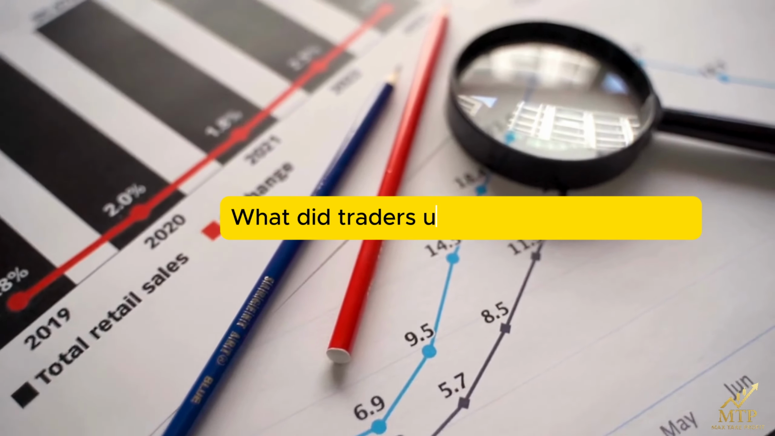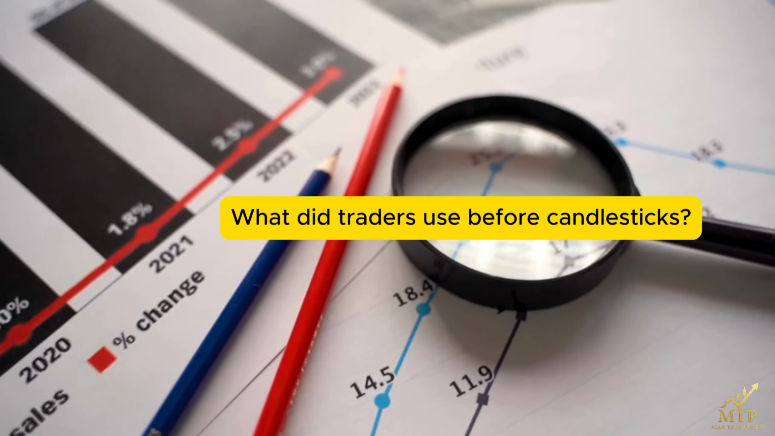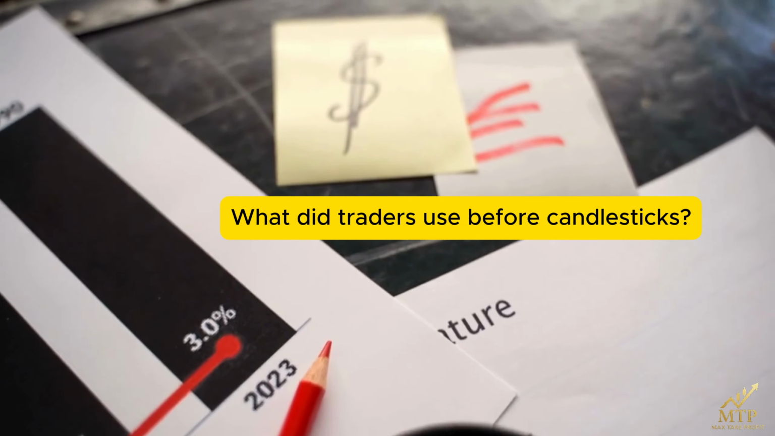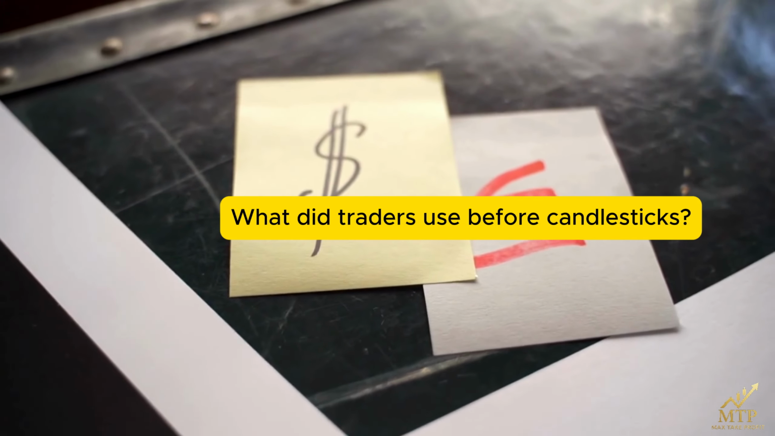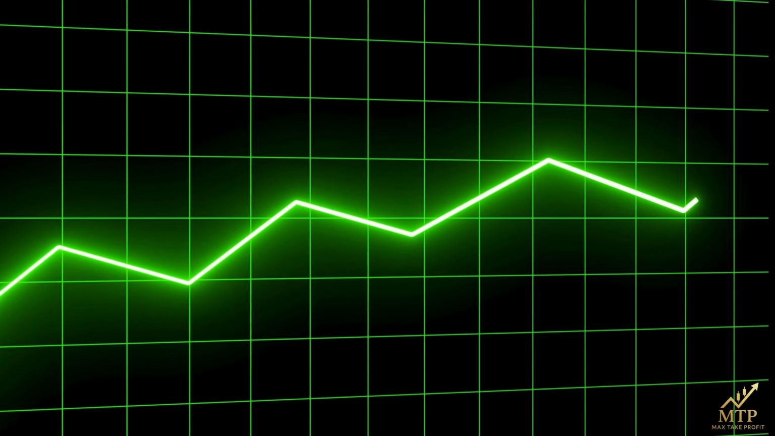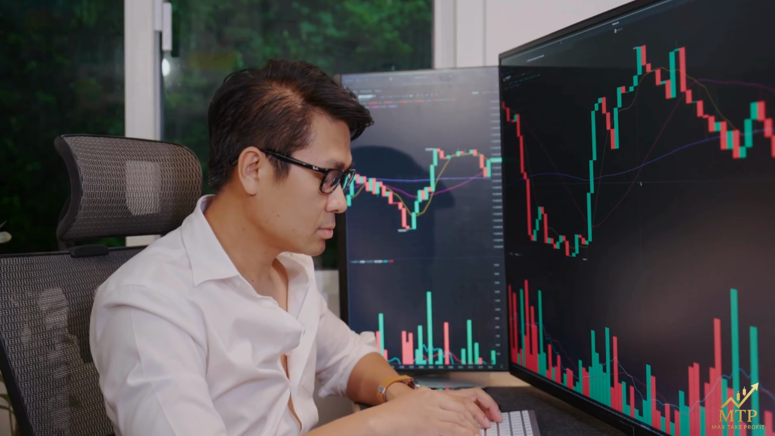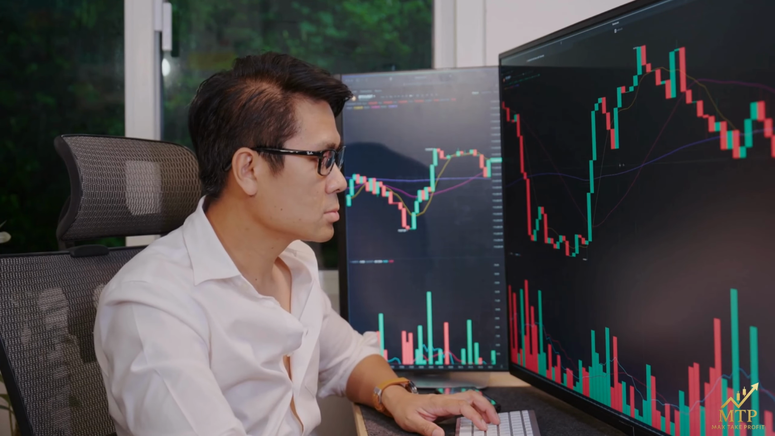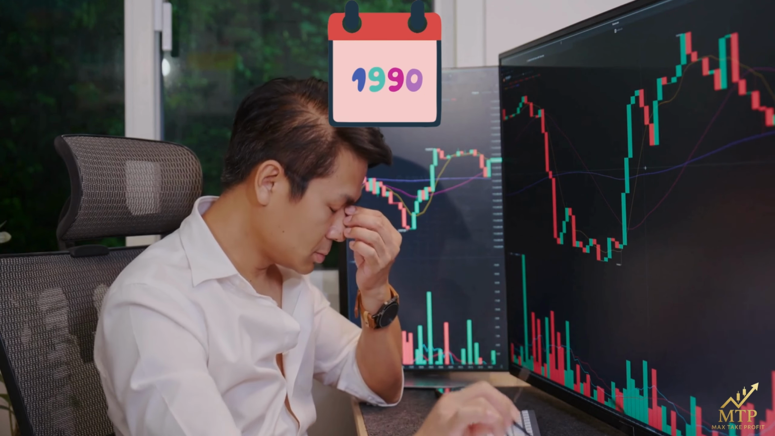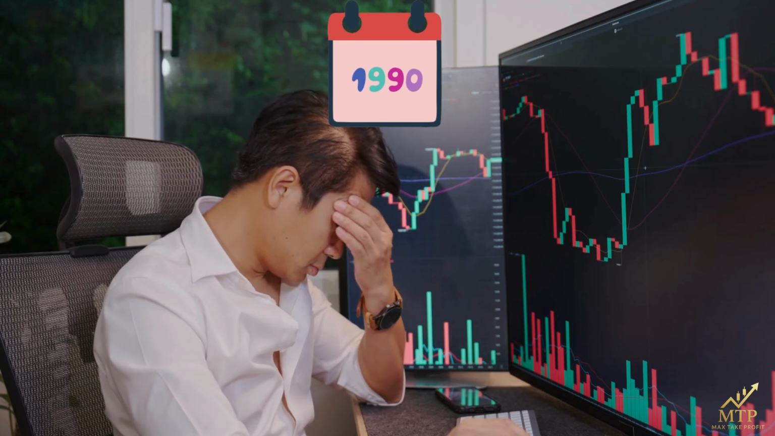What did traders use before candlesticks? Before the creation of candlestick charts, traders mainly used simple price tables or basic line charts. Those charts showed price changes, but they didn't reveal the emotional story behind the movement. Candlesticks changed everything. They allowed traders to see not only the numbers, but also the strength, sentiment, and psychology behind each price move.